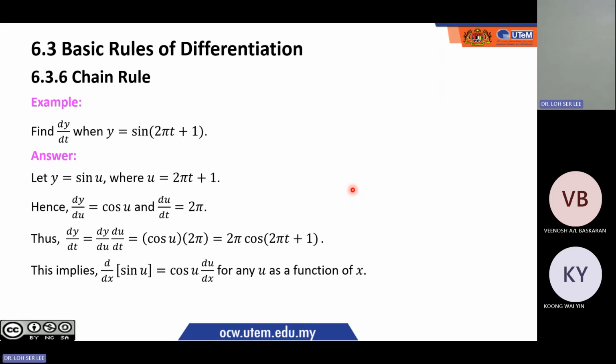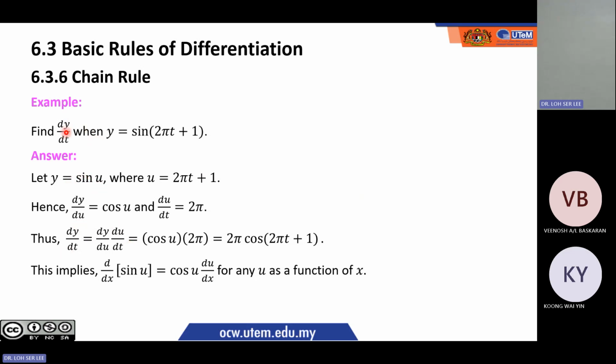Another example. If you have this, sine of 2 pi t plus 1, we can let 2 pi t plus 1 be, here I follow this one, u. We let this be u, then our y will be sine u. We let the function in the bracket be a new variable. Then we have sine u.